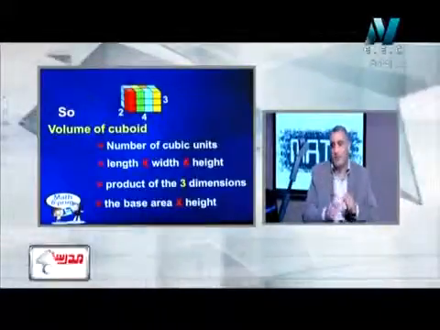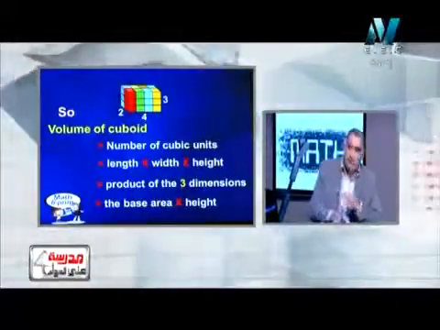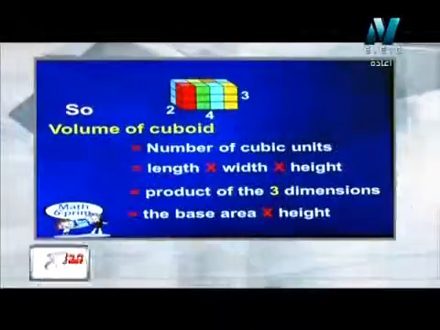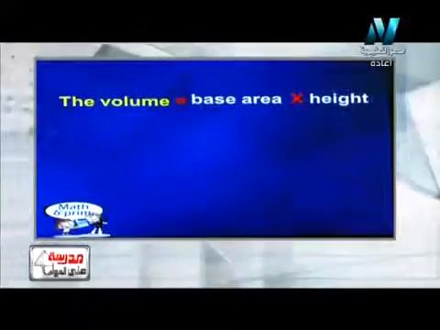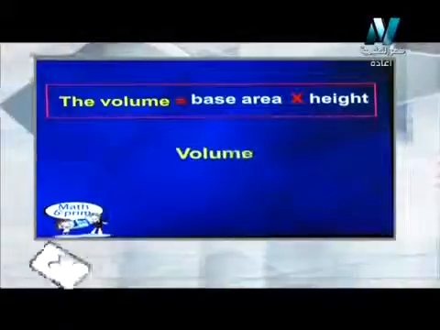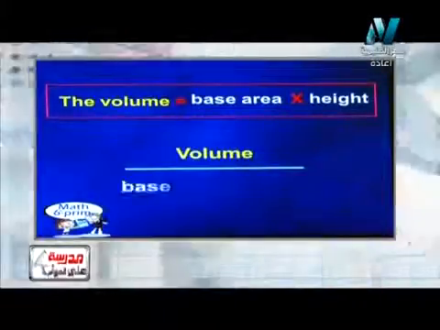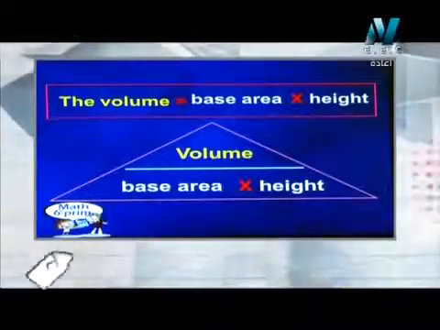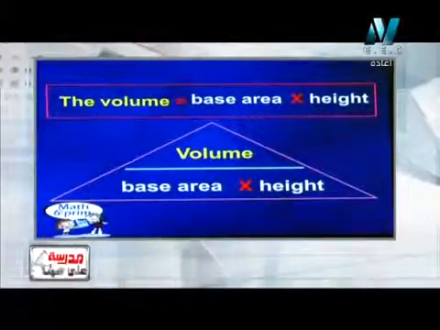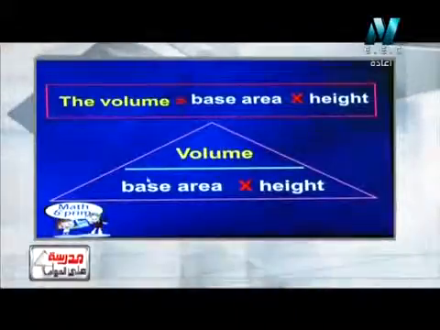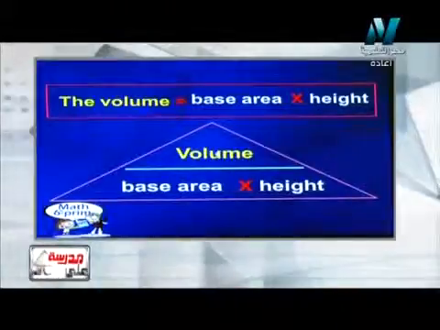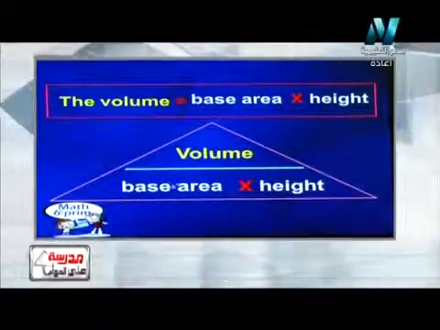طبعا الرول واحدة. يبقى نكمل مع بعض: volume of a cuboid as you see length by width by height, or product of 3 dimensions, or the base area times height. تمام، واحنا قلنا حسب الـ given بتاعي. طيب يبقى الـ volume هيساوي إيه؟ base area times height. طب لو عايزين الـ triangle، الـ magic triangle بتاعنا اللي بيحفظني ويفهمني الرولز كلها، بنحطهم فين؟ بنحط الـ volume فوق وبنحط تحت الـ base area times height. لو عايزين الـ volume هنضرب الـ base area في الـ height.